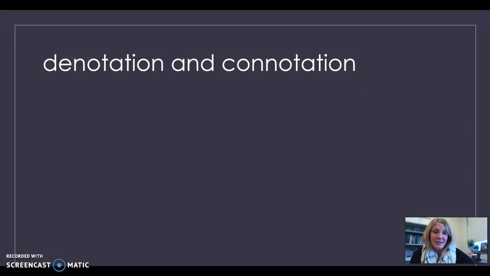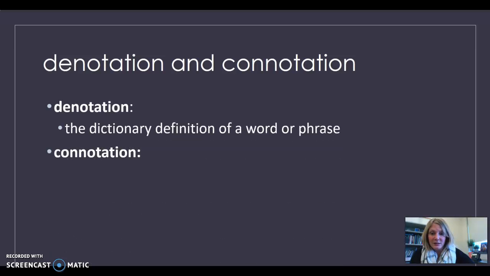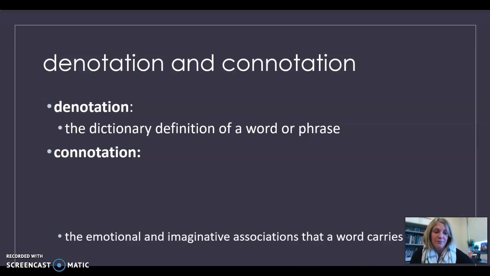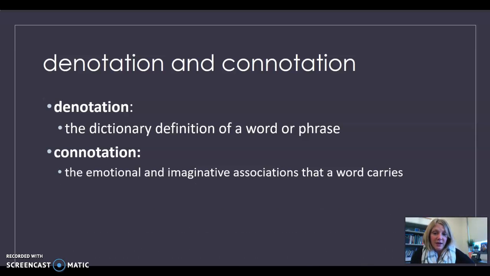The difference between denotation and connotation is something you need to know as we move forward so that we can talk about words and their definitions and their meanings productively and purposefully. Denotation is the dictionary definition of a word or phrase. You can always remember this with all the D's. Denotation, dictionary, definition. Connotation, on the other hand, is the emotional and imaginative associations that a word carries.